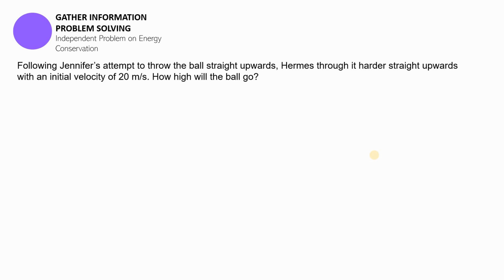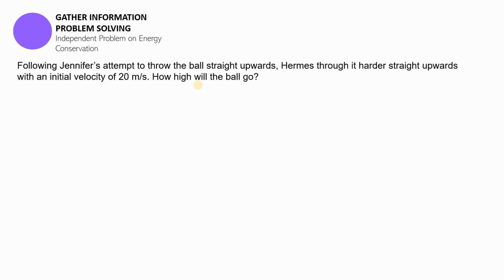Following Jennifer's attempt to throw the ball straight upwards, Hermes threw it harder. Actually, it's supposed to be threw. Okay, I'm so sorry for that oversight. Hermes threw it harder straight upwards with an initial velocity of 20 meters per second. Earlier it was only 17, but this time it's 20. Now, how far do you think the ball will go? You may now begin answering this question.